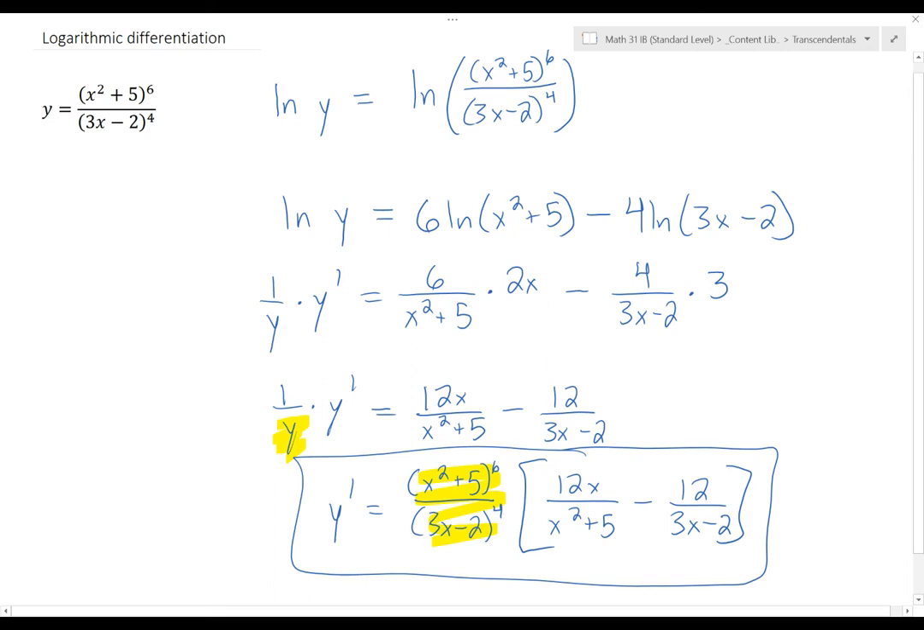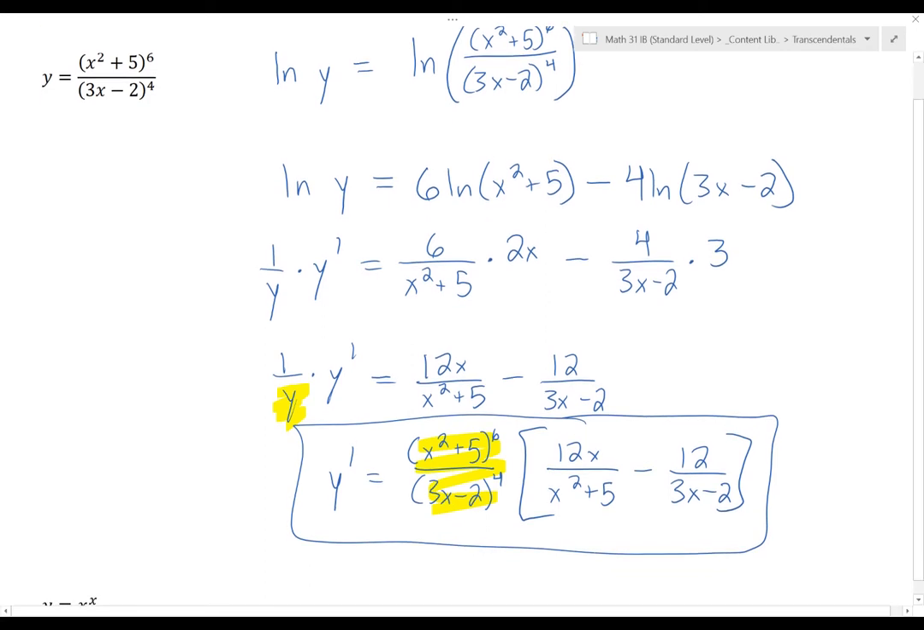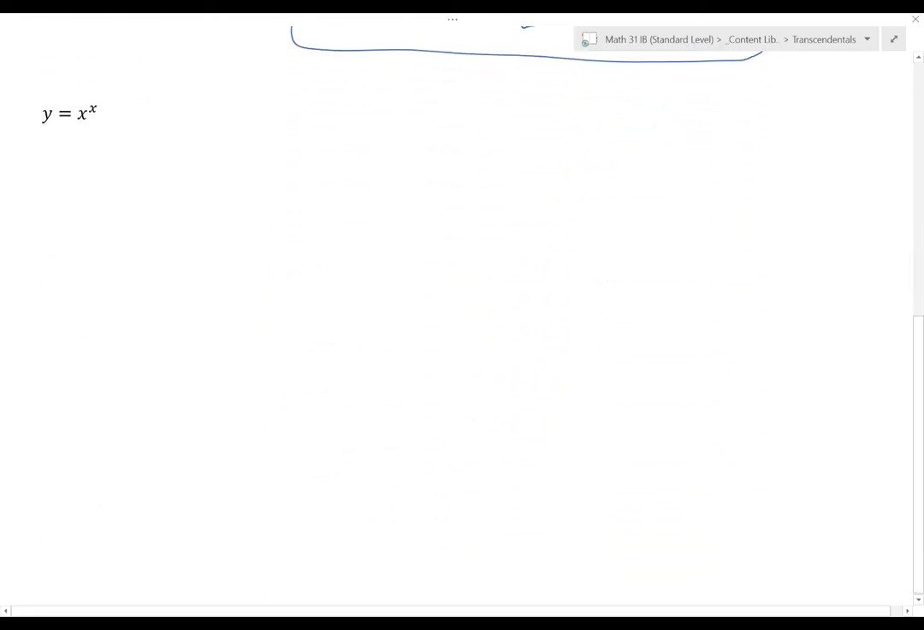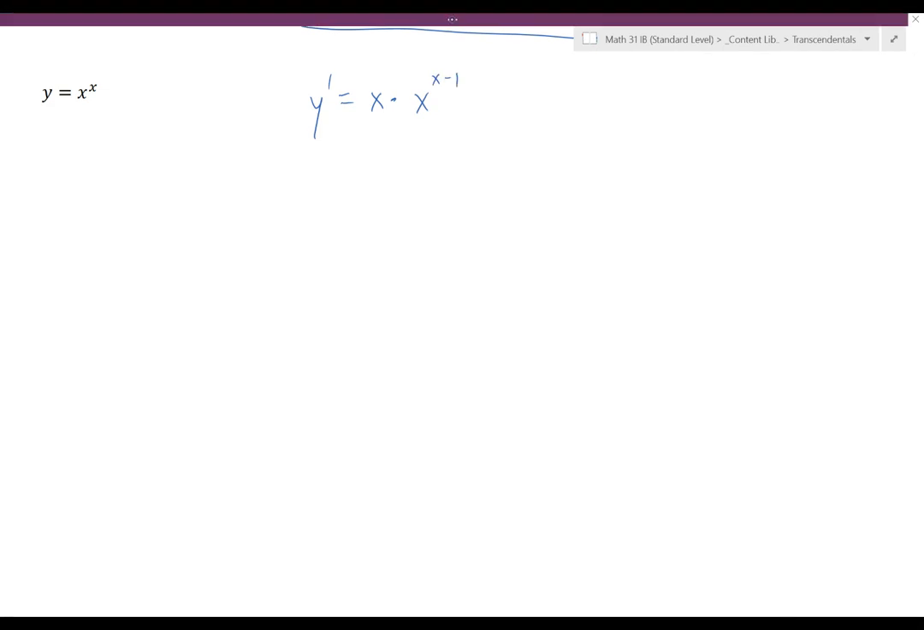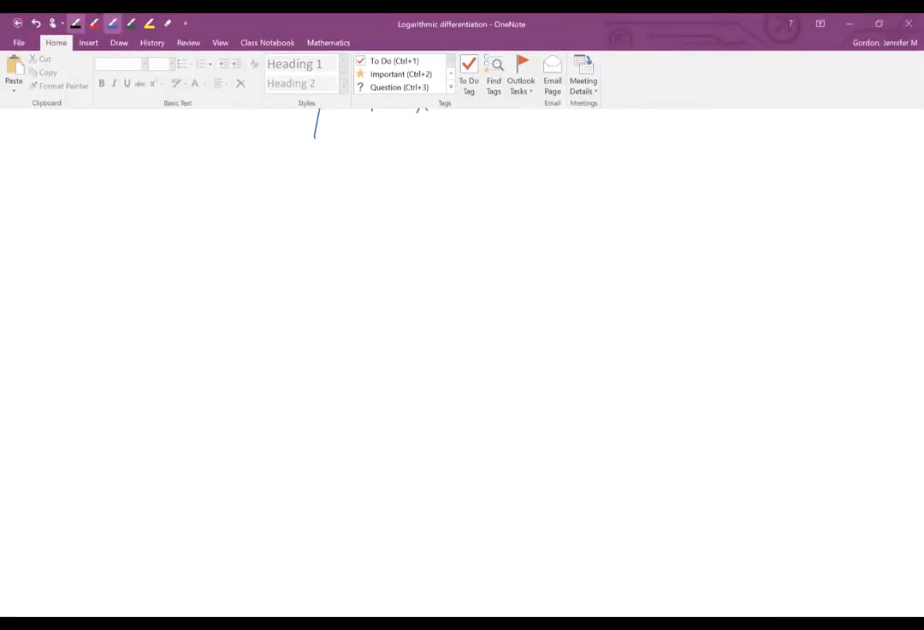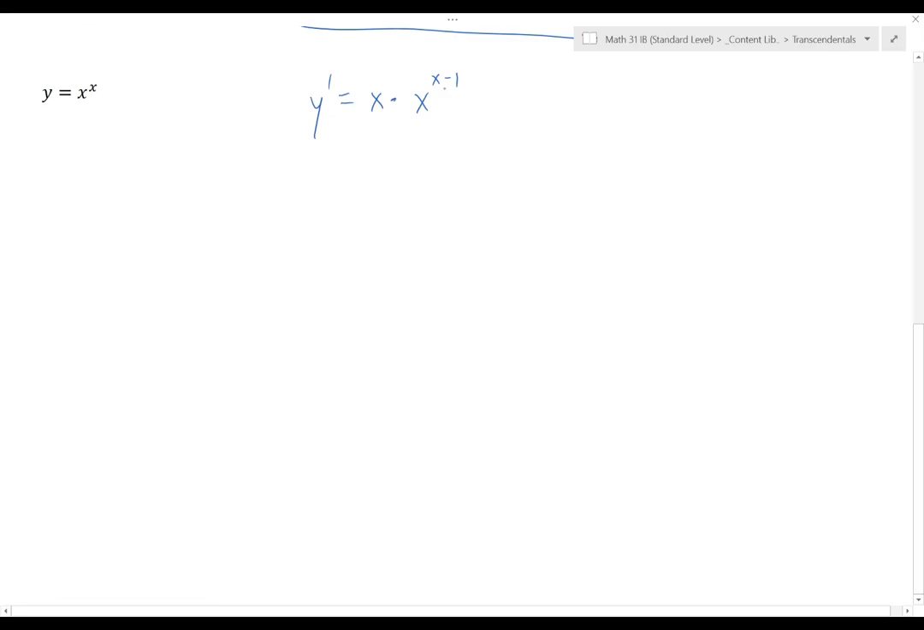In this case, I didn't need logarithmic differentiation, but it made things a little bit simpler in terms of the work in the middle of this problem here. For this second example, though, I need logarithmic differentiation. I can't simply apply the chain rule here because I can't use the power rule. I can't say that y prime equals x times x to the power of x minus 1, because that doesn't really work. The power rule only applies when your exponent is a constant, and my exponent isn't a constant here.